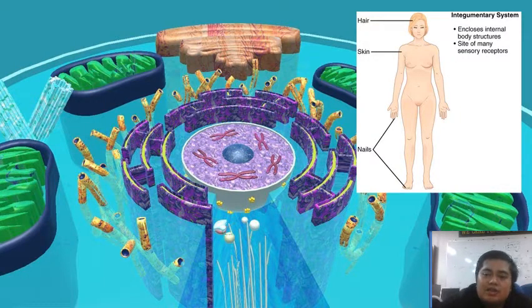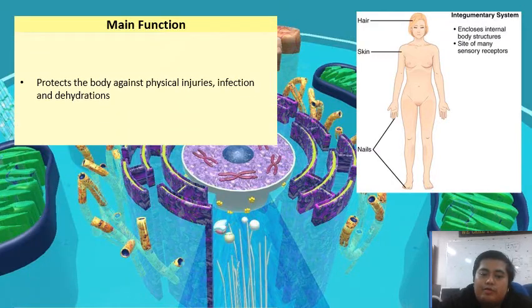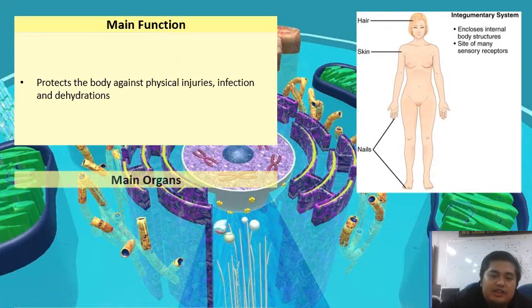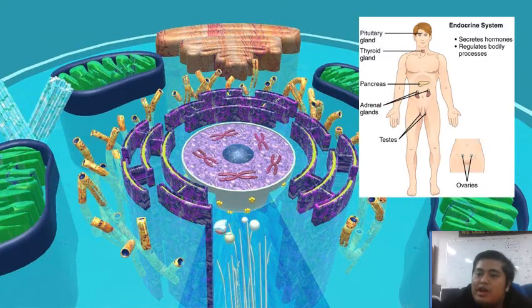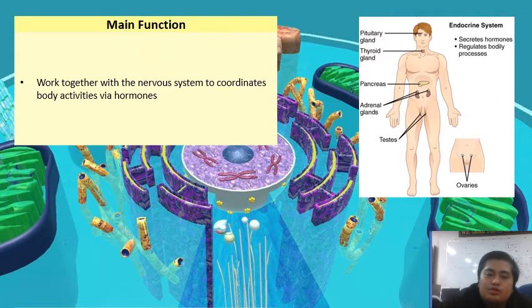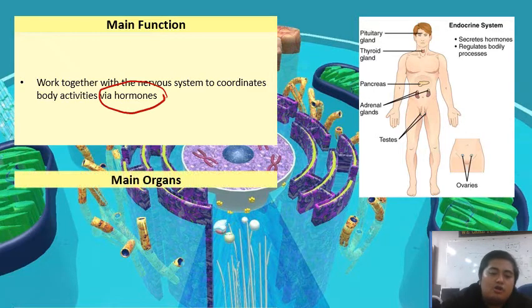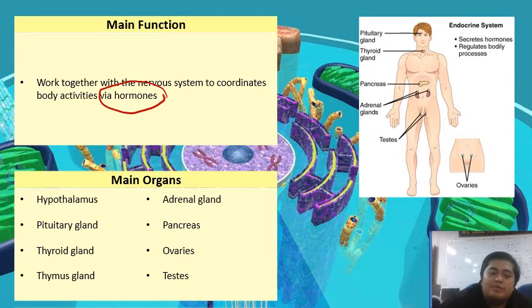As for integumentary system, it protects the body against physical injuries, infection and dehydration. So, main organs involved are the skin, hair and nails. Endocrine system will work together with the nervous system to coordinate the body activities. Tapi beza dia kali ni, dia akan melibatkan kehadiran hormon, with the presence of hormone. So main organs involved are the hypothalamus, pituitary gland, thyroid gland, thymus gland, adrenal gland, pancreas, ovaries, and testes. So basically, most of these are the glands that will secrete the hormone.